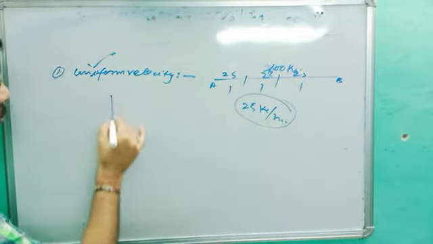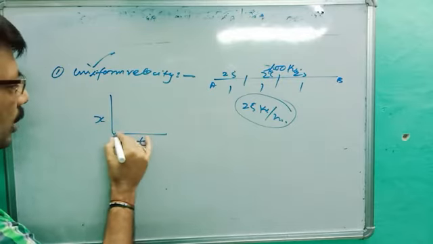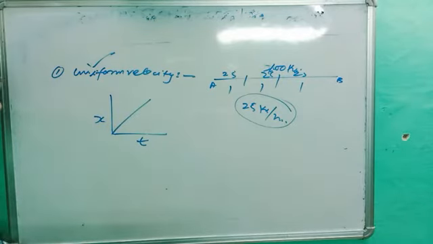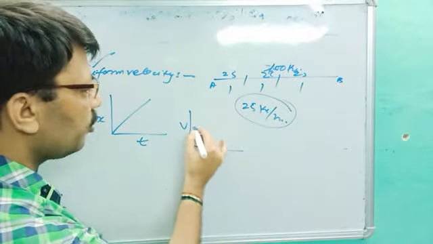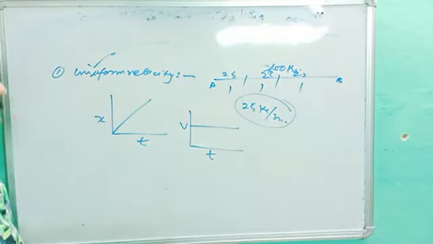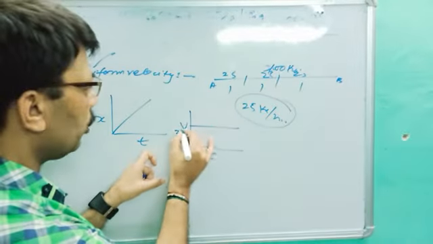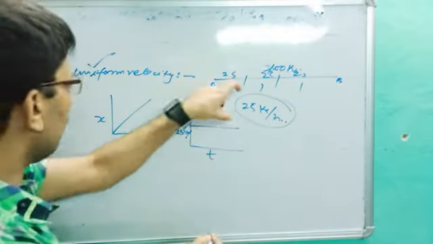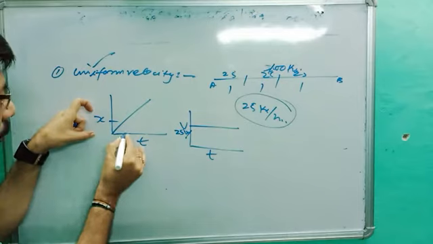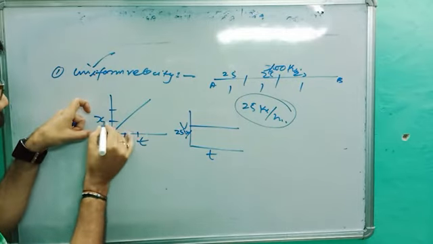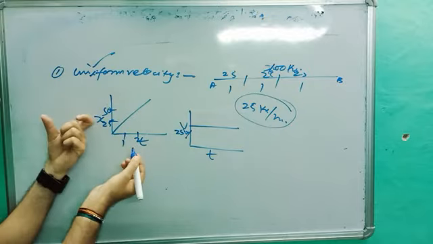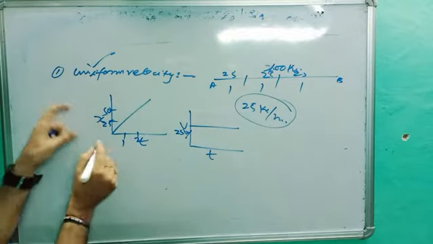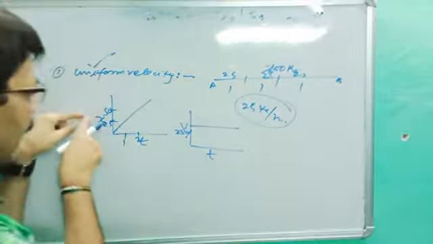And its graph: this is x, this is t. The x-t graph will be like this, equal distance in equal time, and this is the velocity-time graph you will get like this. This is velocity versus time, and you have to write here velocity 25 kilometer per hour. It will be 25 kilometer in 1 hour, again 50 kilometer in 2 hours, and the velocity is 25. So this is the data for this one. This is the graph knowledge. The x-t graph will be like that, and the v-t graph will be like this.